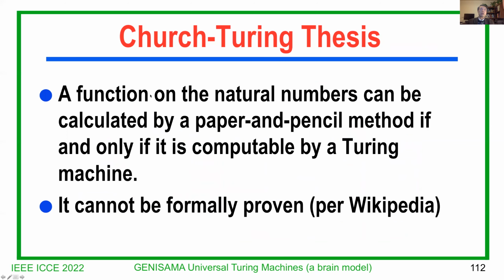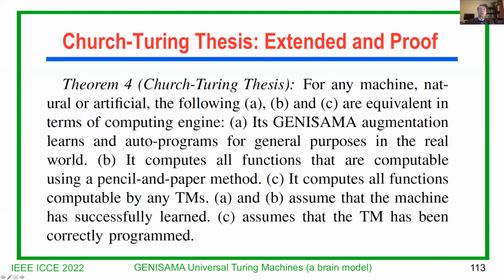The Church-Turing thesis says that a function on the natural numbers can be calculated by a paper and pencil method if and only if it is computable by a Turing machine. It cannot be formally proven, as stated in Wikipedia. And we extended this thesis and proved it.